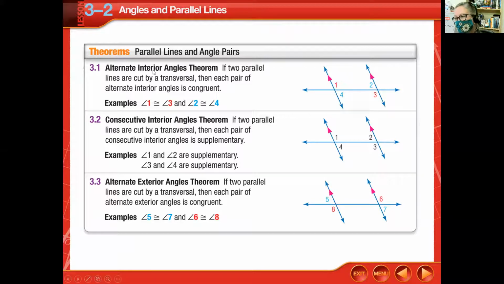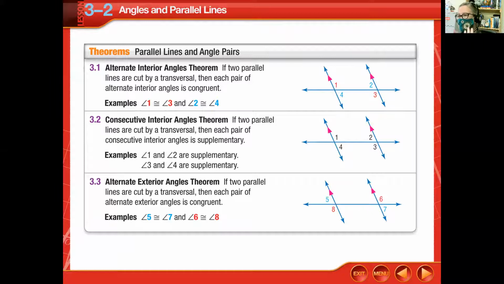There's also an alternate interior angles theorem, angle 1 and 3, angle 2 and 4. And it says if two parallel lines are cut by a transversal, then each pair of alternate interior angles is congruent. Cool. And the last one, because remember there were 4 pairs of special angles formed by a transversal crossing two lines. There were corresponding angles, alternate interior angles, alternate exterior angles, and those 3 all end up being congruent angles.